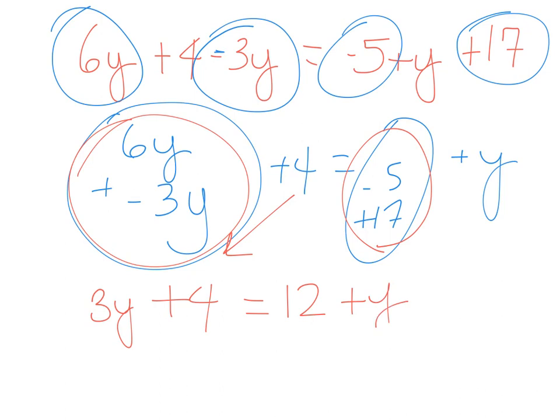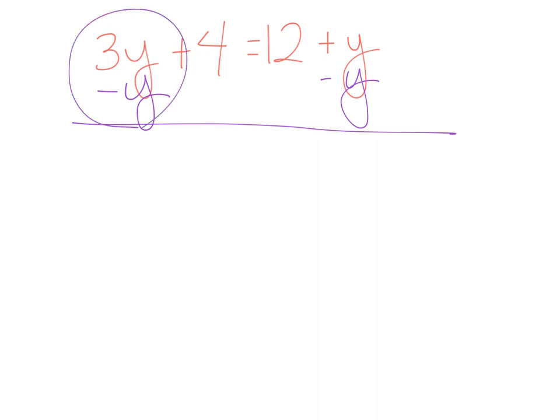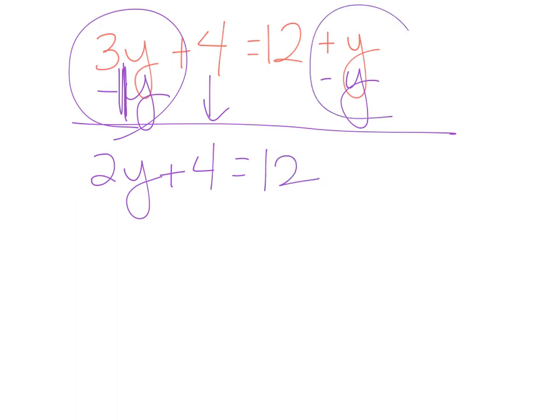So then you solve like you usually would. So let's solve. Okay, so we have two y's, so we have to get the y's together. I'm going to subtract a y here, subtract a y there, and you'll see what's going to happen. Remember, if there's no number in front of the y, it's a 1 in front. So 3y minus 1y is 2y. Just bring this down, equals 12. This becomes 0, because y minus y is 0.